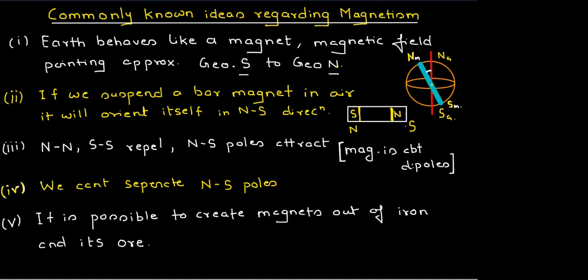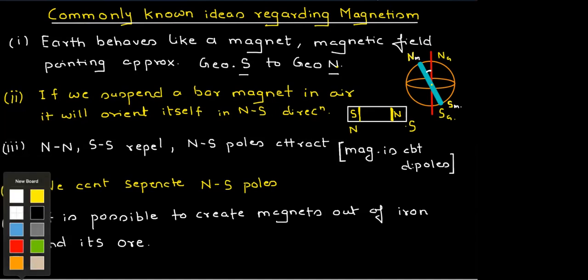So these are the commonly accepted facts, and we will not debate them. We'll be accepting that yes, this is what happens. We will not debate why north-north repel and north-south attract. You never asked why positive and negative charge attract. Same way here also. These are the facts. Now, let us proceed.